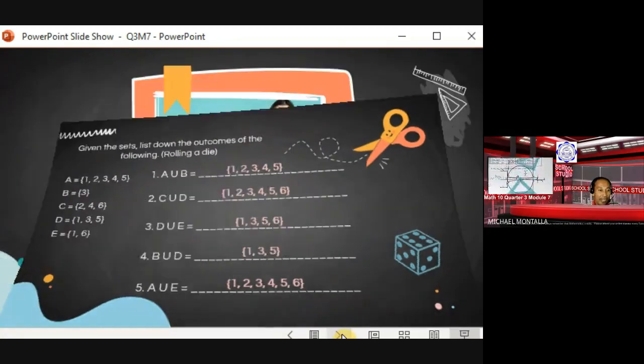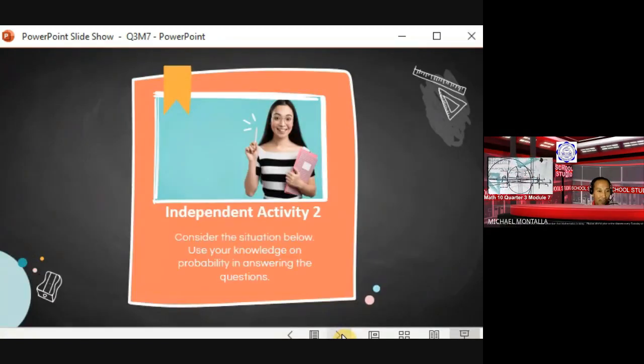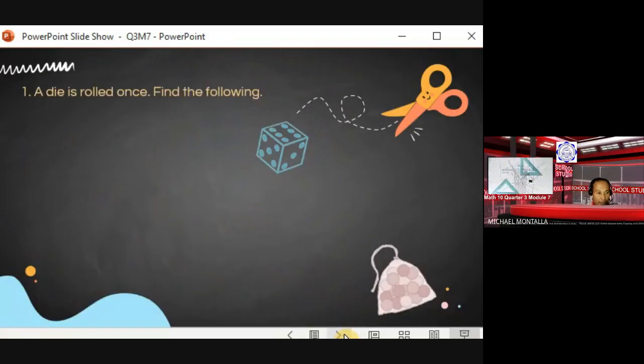Okay, let's proceed now to activity 2. Merong die na ni-rolled once. Pag die, sigurado na yung 1 to 6 na sample space. Okay. Ang A, probability of 5. Kailangan may over ha dahil probability. Ilan ba yung 5 dyan? Di ba 1? So, 1 over? Very good. 1 over 6.